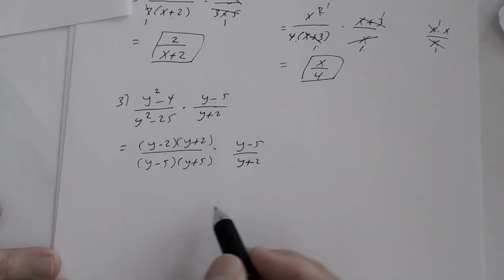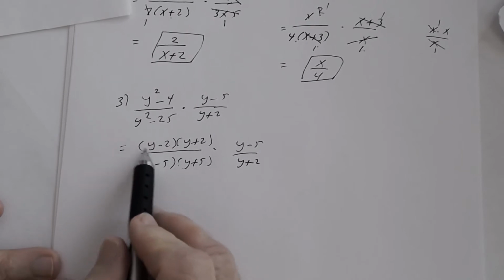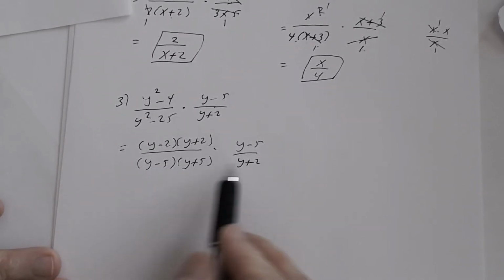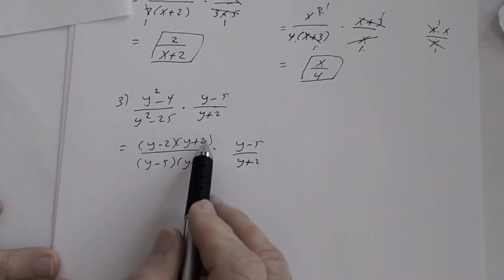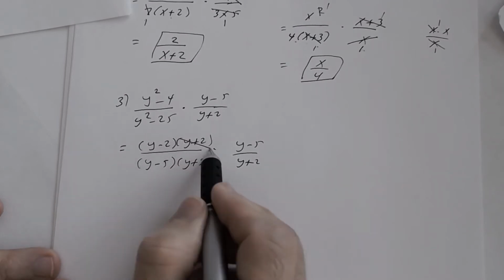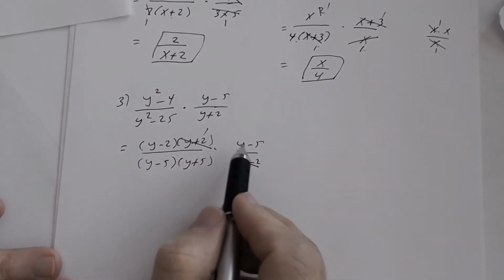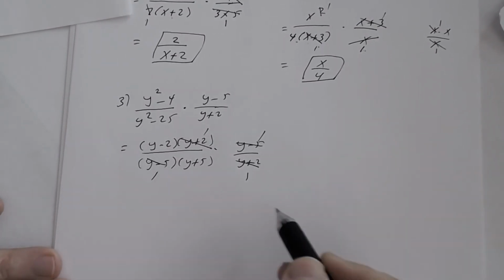Okay, so once you factor, remember the next step is to divide out any common factors. The first factor I see is y minus 2. I don't have any y minus 2's as one of these three factors down here. The next factor I see is y plus 2. I have one here, so those divide out. You must show this. You must show that. The next factor is y minus 5. I have one here. Those divide out. And that's all you can do.